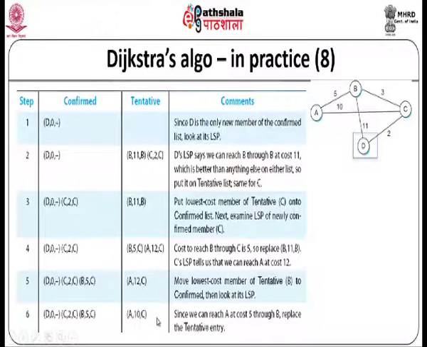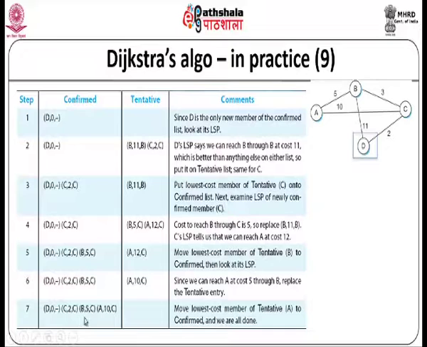In the next step, this is the only entry that we have, so you move it to the confirmed list and we have the complete path from D. From D, a cost of 2 to C, 5 to B and 10 to A, and the next hop information for the path is also specified over here. So this is basically how Dijkstra's algorithm will work in practice.